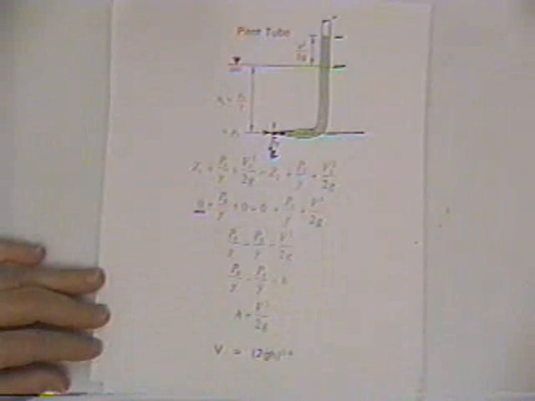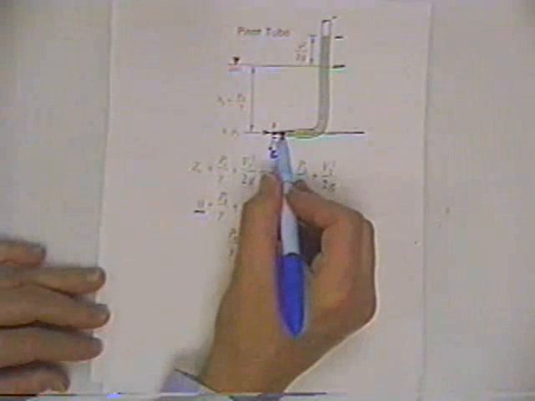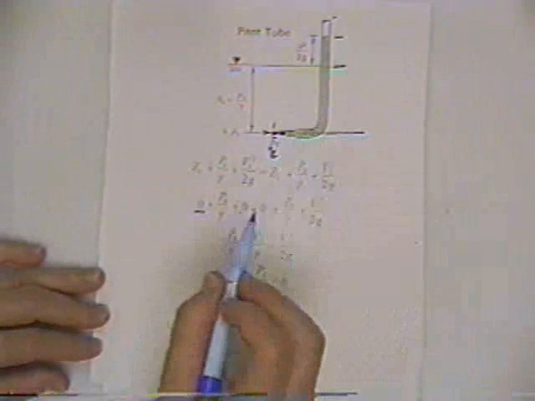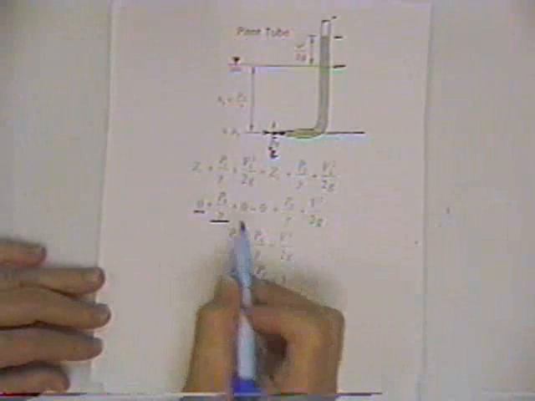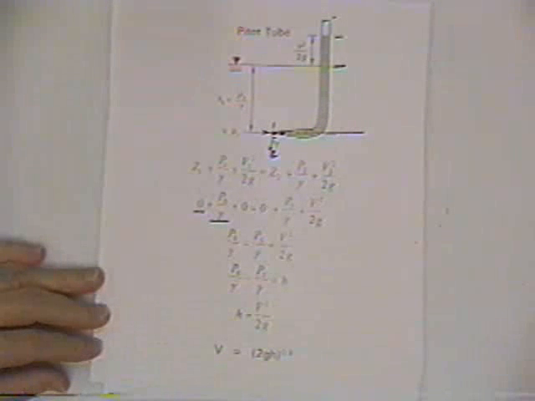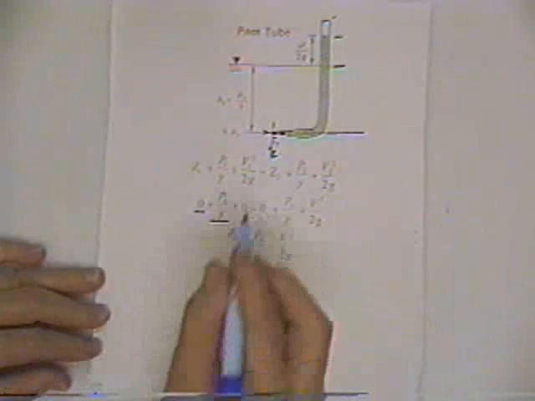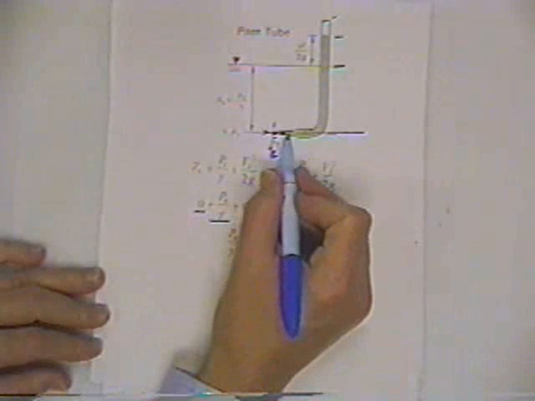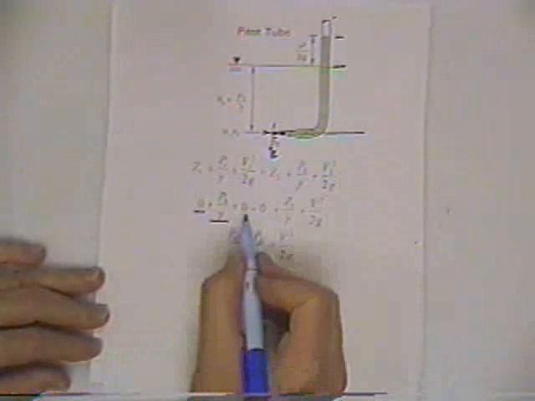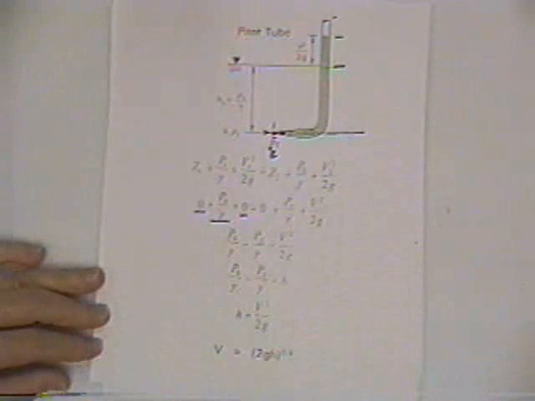Now, the pressure head is whatever pressure head is in there. We don't know what that is. We're going to call that P naught over gamma. That's the pressure head at the entrance to this pitot tube. And then the velocity is 0. Once the water gets in there, it's not moving anymore. And so there's 0 velocity.